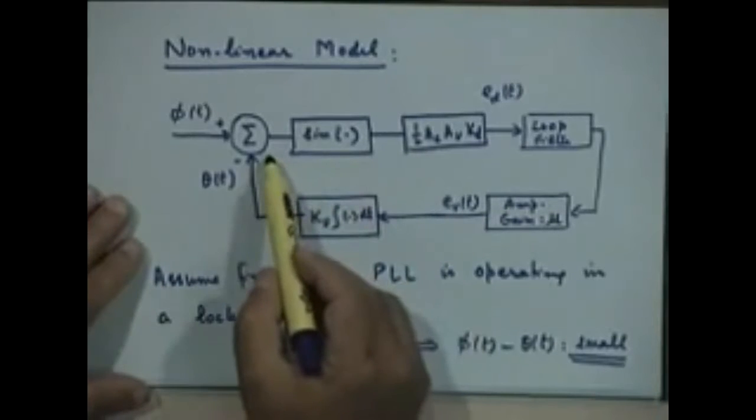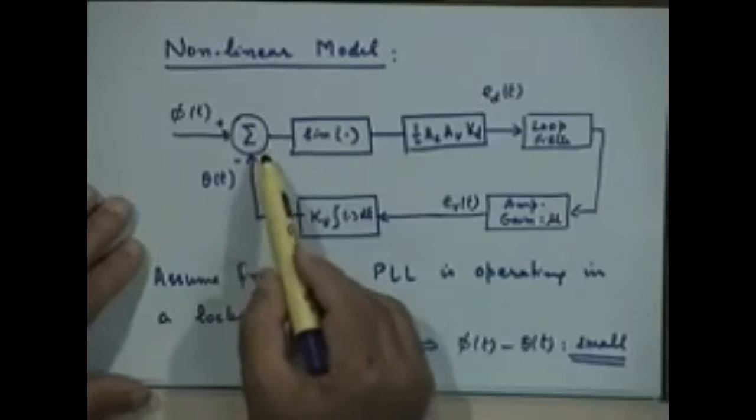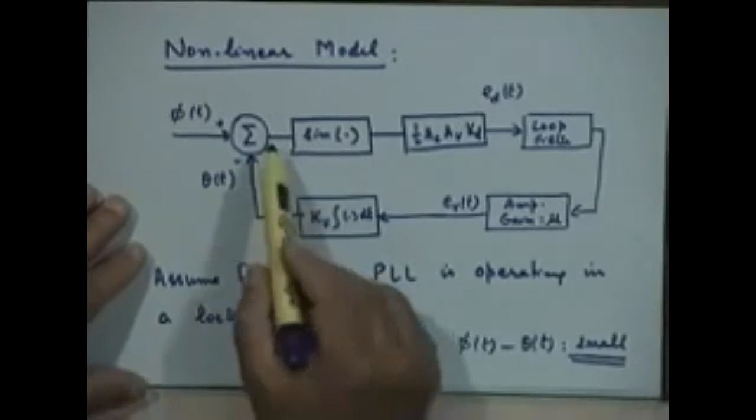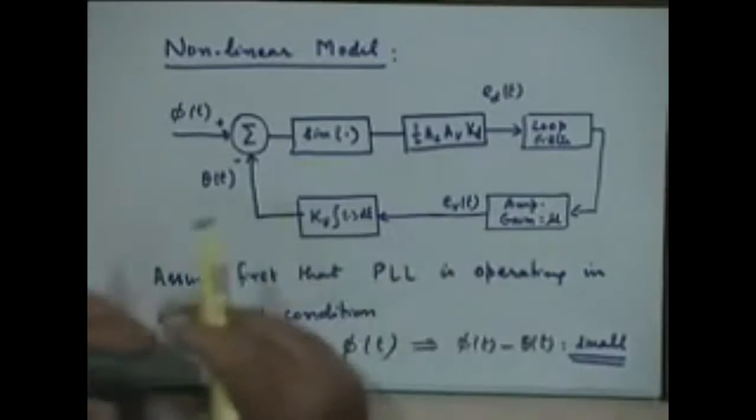Remember, in doing that I cannot use the linear model, because initially the phase error may not be small. So, I must at this stage work with the nonlinear model. Once a lock has been achieved, we can work with the linear model. So, first let us try to understand this.